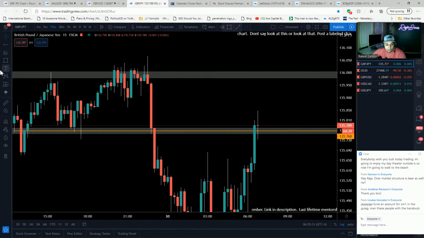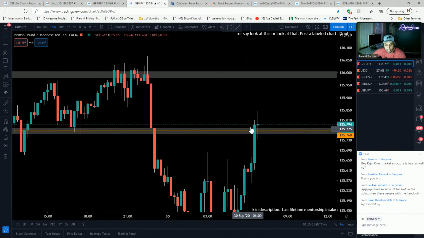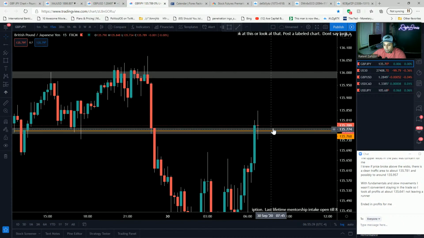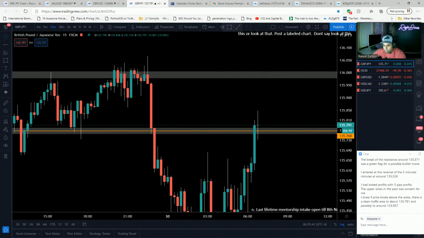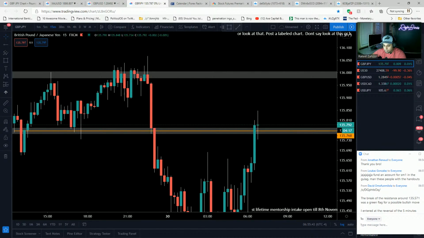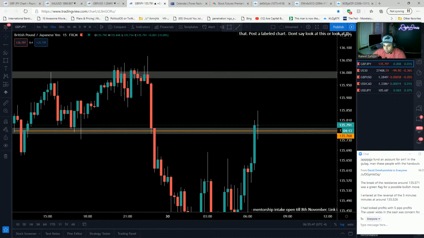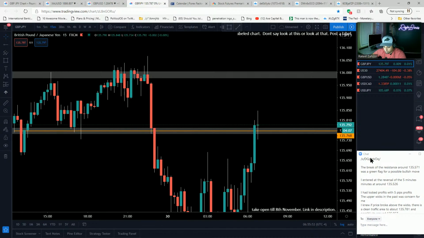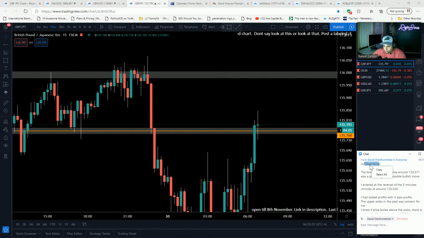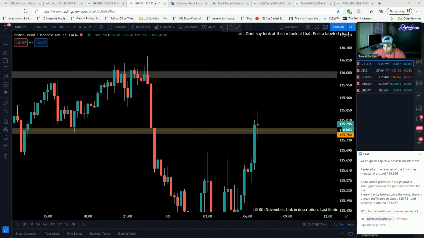Right here, see this? This area was support previously. Price is coming up and reacting to this area. So I think it's going to be pretty good for price to create support to go up. Oh, what's this? Break of resistance of 135.571 was a green flag for a bullish move. I logged profit after 5 pips.